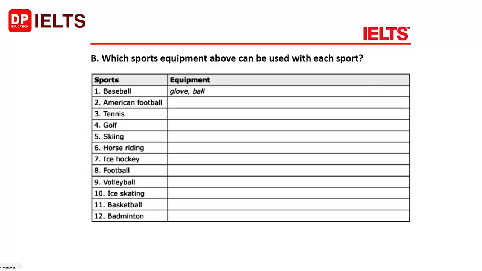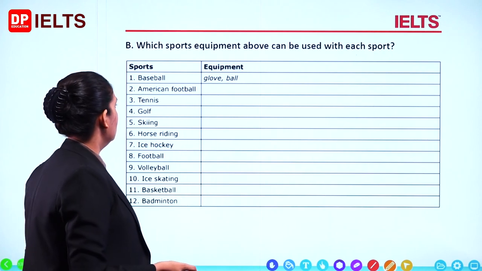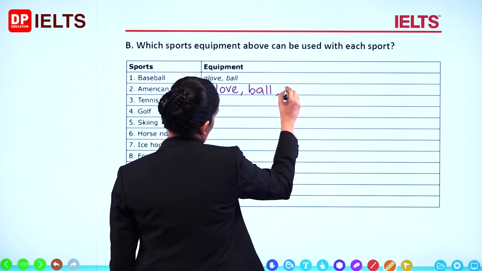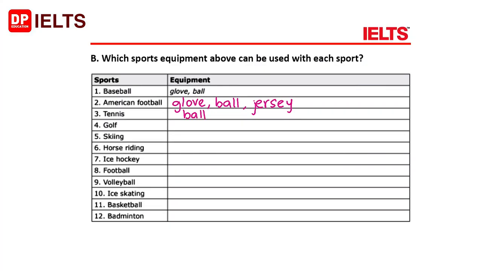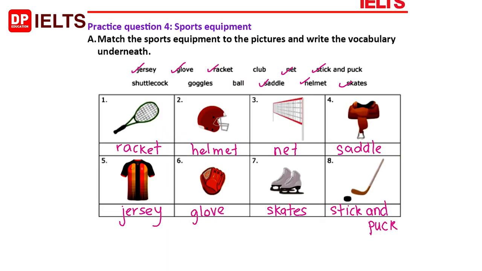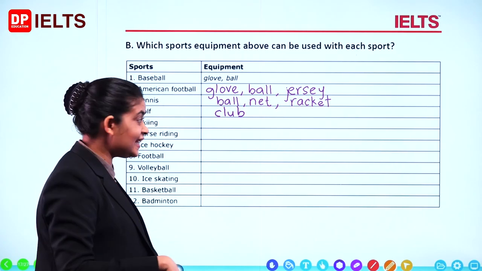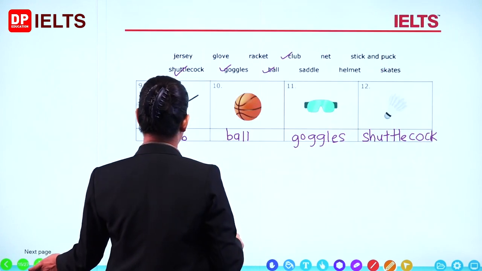Right, so with that, we move on to the next one, okay? Which sports equipment above can be used with each sport? American football, now we would need glove, ball, jersey, okay? Tennis, ball. What else do we need for tennis? Yeah, net. We would also need a racket. For golf, we would need the golf stick or the club. For skiing, you would need the skis, right? You could also think about the goggles or the helmet, okay?